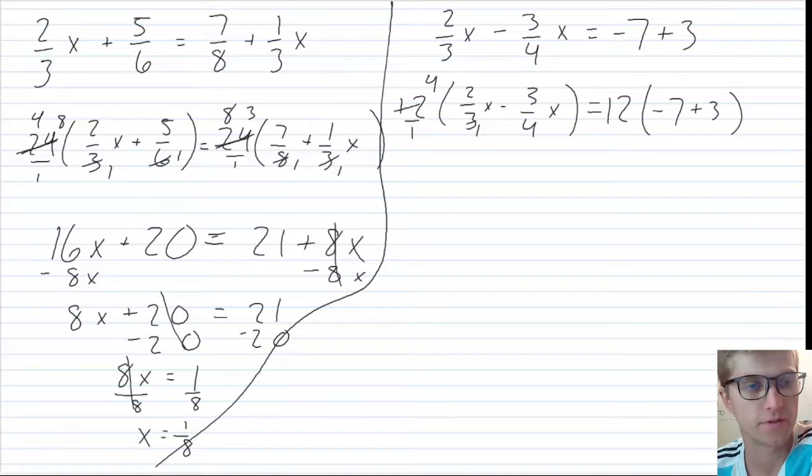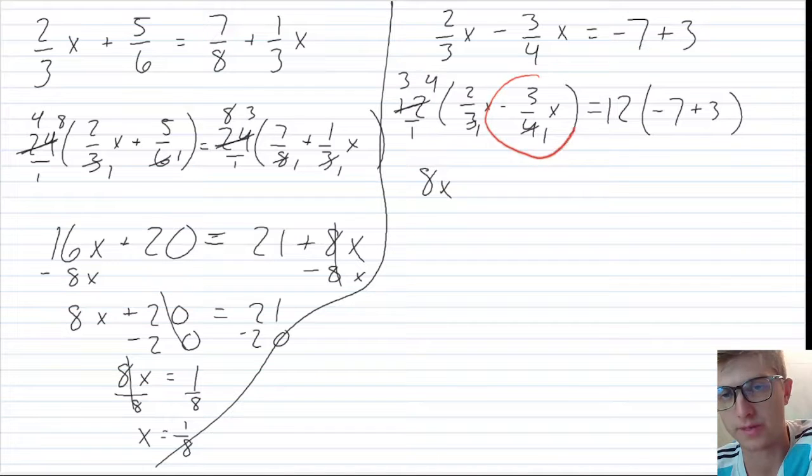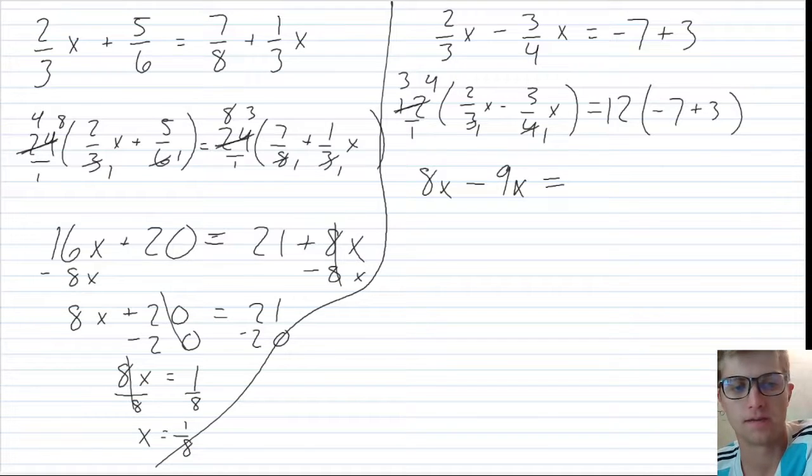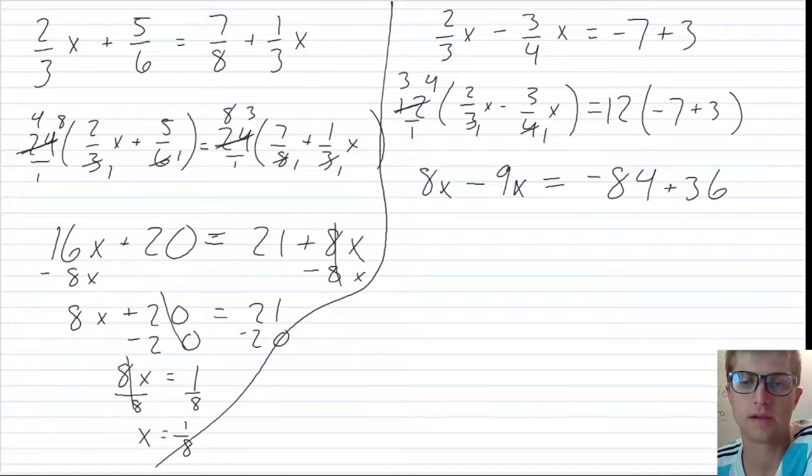So we got 4 times 2x gives us 8x. Then take it back. 4 goes into 4 once. 4 goes into 12 3 times. And remember, we're looking at the whole term, so we got negative 3x. So what's 3 times negative 3x? 3 times 3 is 9. 9 times x is 9x. And don't forget about the negative 9x. Equals. And then these denominators are 1, so they don't help us at all. So we just got 12 times negative 7, which is negative 84. And then we got 3 times 12, which is 36. Great.